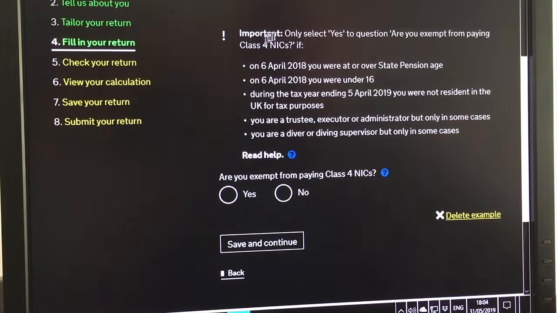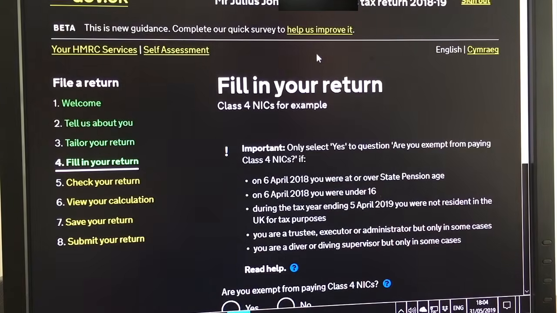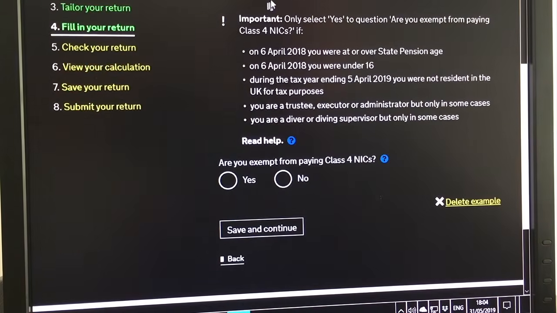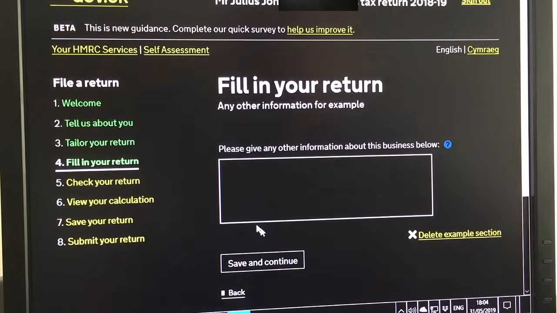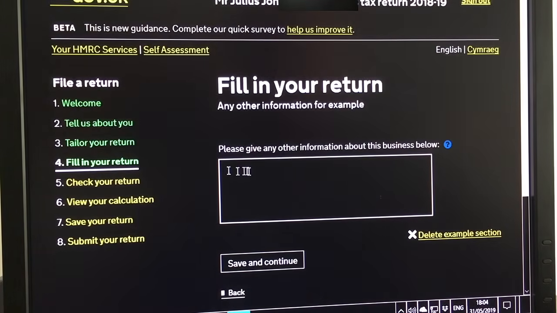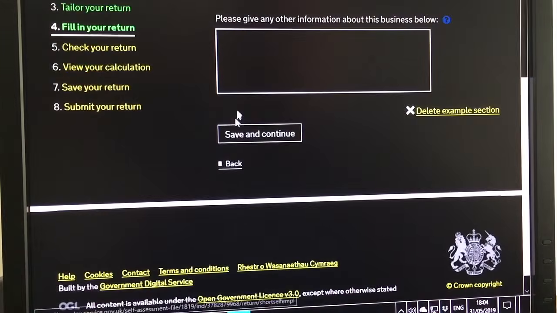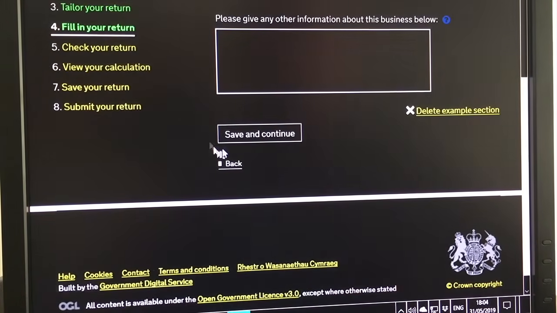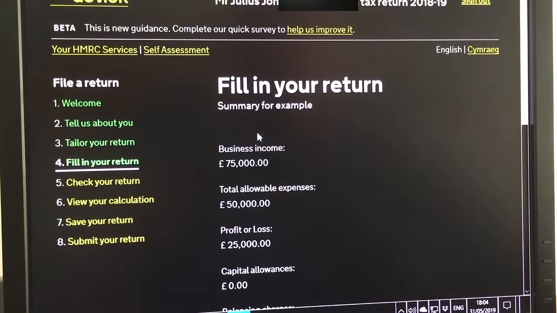That's the self-employment. Only select yes. Right, what's this? Class 4 national insurance has gone into the next bit. Are you exempt from paying Class 4? No, you won't be, almost certainly. Save and next. If there's any other information, you would type it in this box, but you're probably not going to be giving any other information, so don't worry about that. So you save and continue.